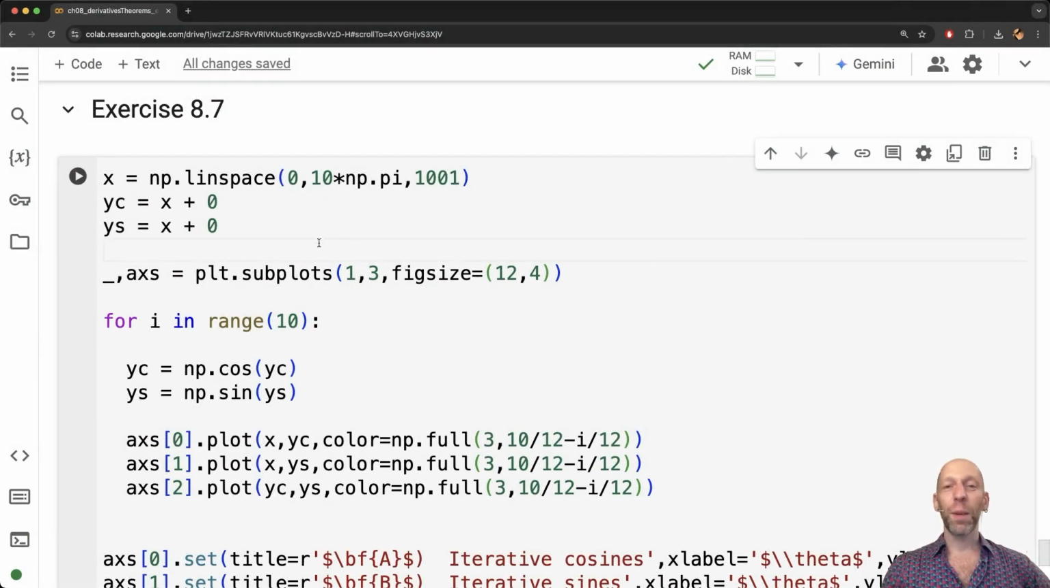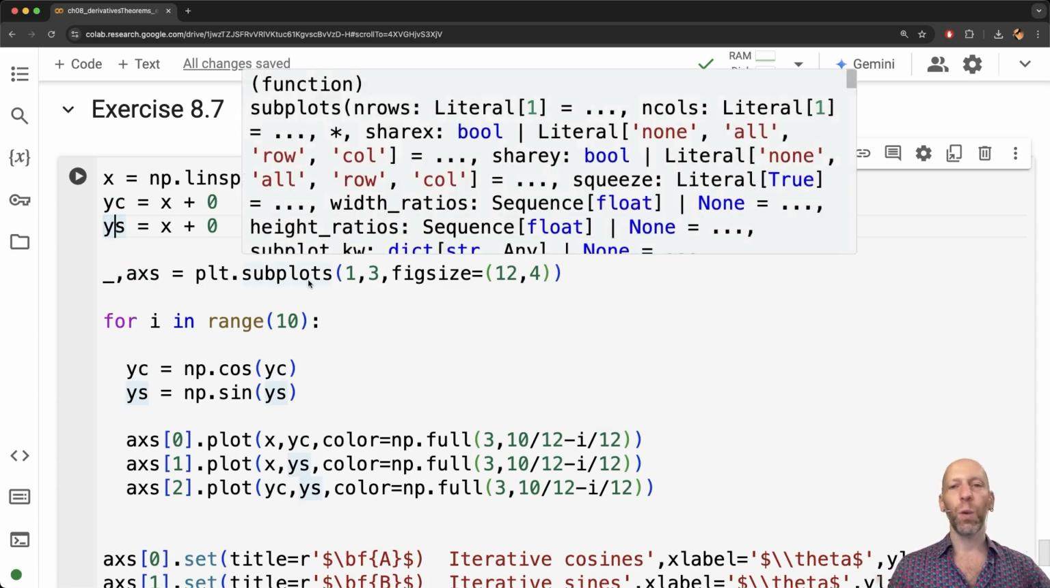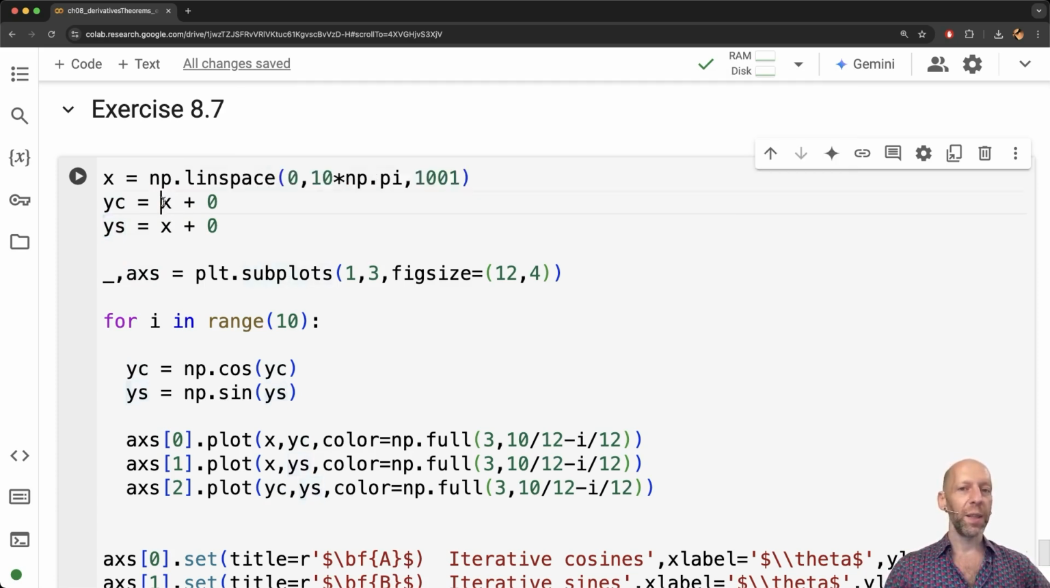So here is what my solution looks like. I set x to go from, actually, maybe I should have called this theta because that's what I called it in the function code in the book text. But it goes from 0 to 10 pi in 1001 steps. Here I am initializing the iterative functions. So yc is y of cosine, ys is y of sine. Okay, and then you can see I'm initializing them to be just exactly the same as x. I will show you why I do this in a moment.